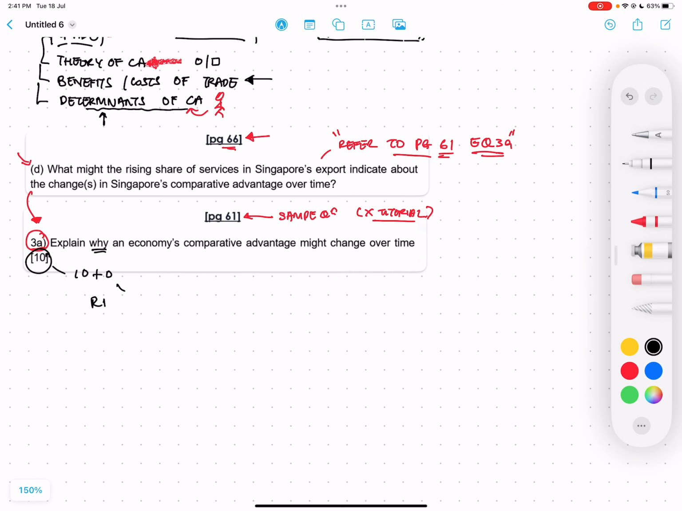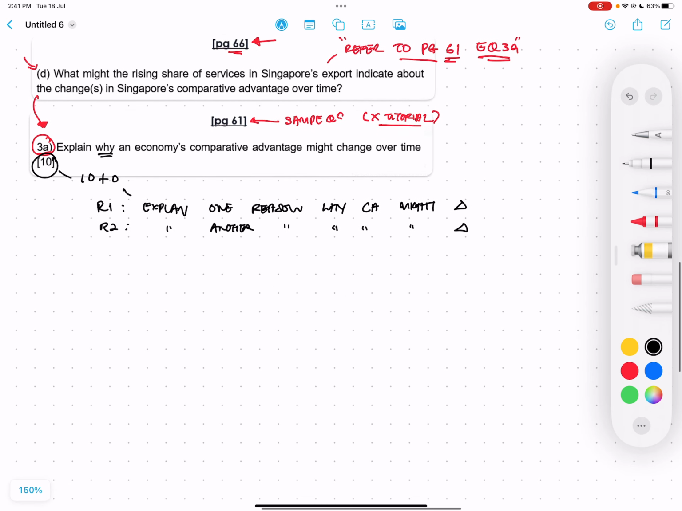Yeah, so requirement 1 will be to just explain one factor, explain one reason why comparative advantage might change, and then requirement 2 will be to explain another reason why comparative advantage might change. Okay, so let's talk about this.